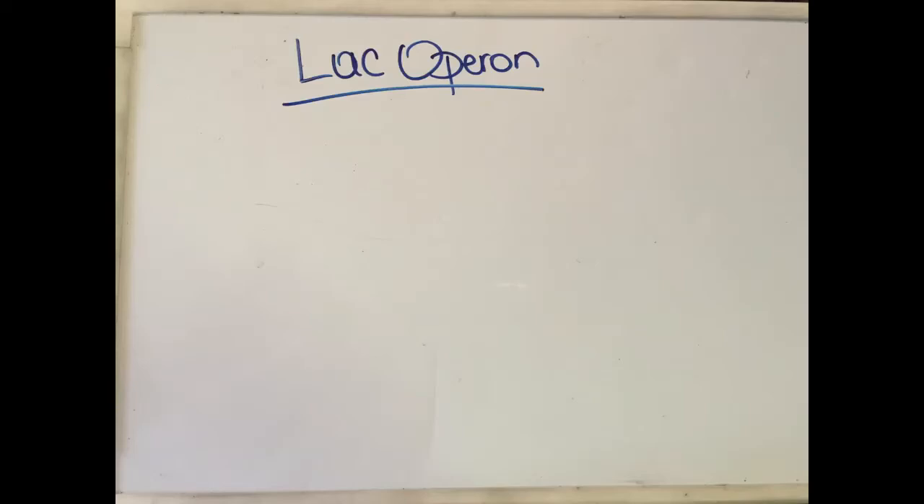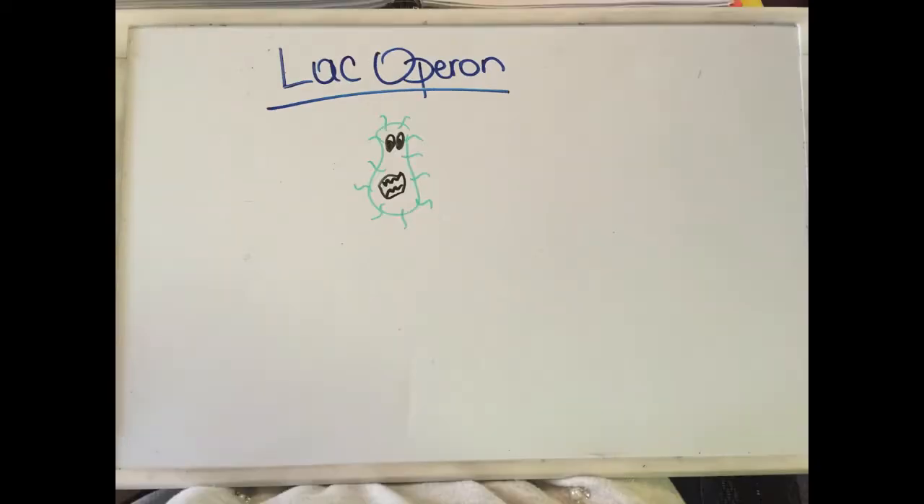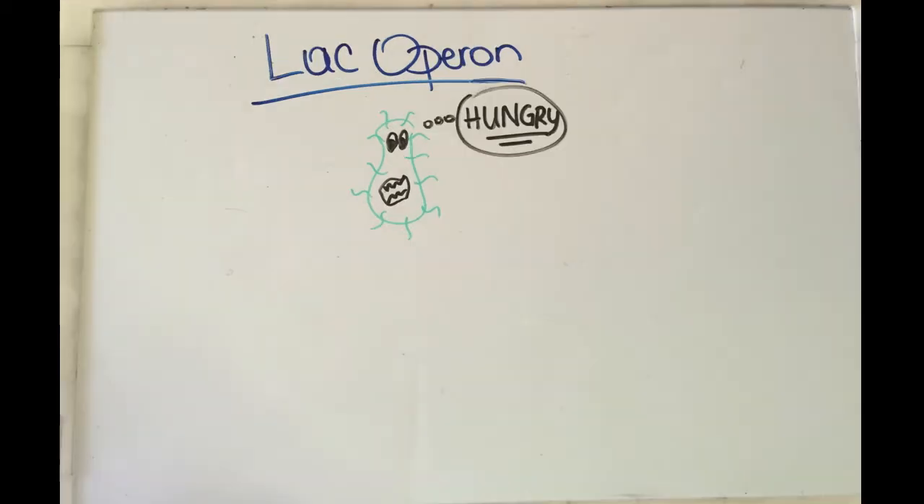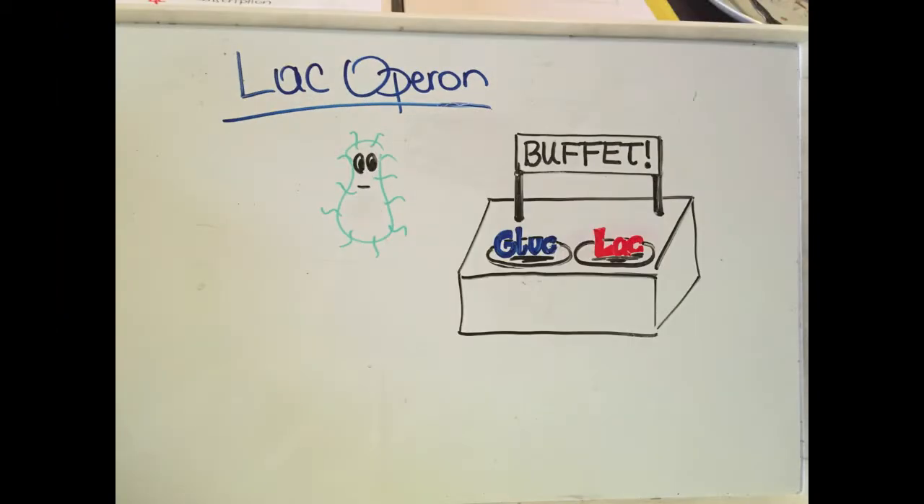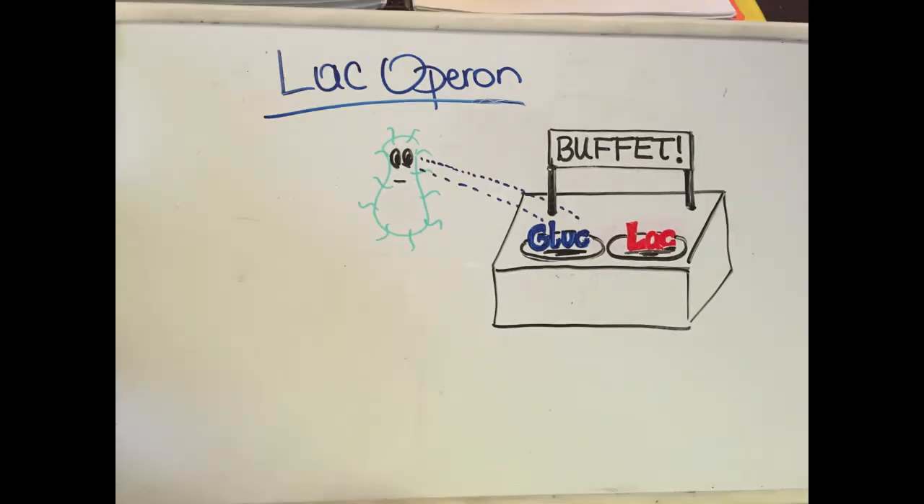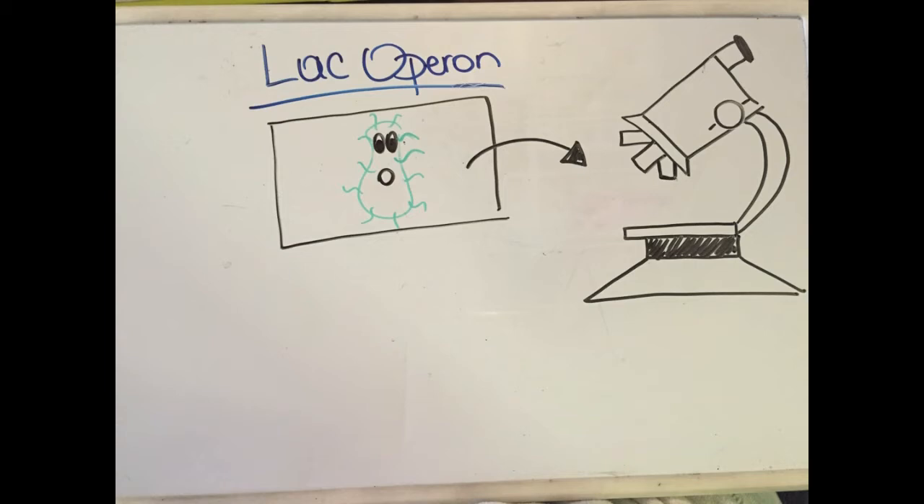Today I'll be reviewing the general points of the Lac Operon. It is found in bacteria and is needed to metabolize certain food sources. While the main energy sources are glucose and lactose, glucose is always preferred. Let's take a closer look.